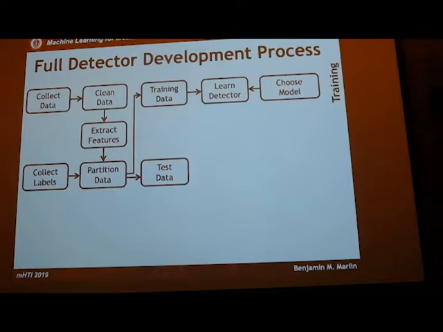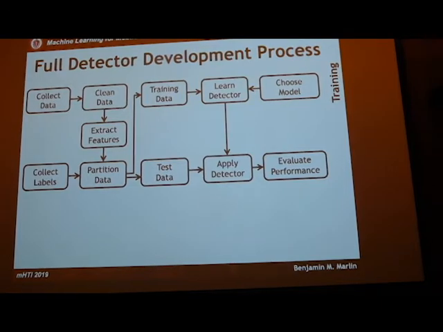Okay? So this top part is the training phase. The bottom part, we apply our detector, evaluate performance, and get some sense of how well it's working. If we want to go back and revise decisions, we can do that. We can look at a different model class if our model was too restrictive. We might want to look for other features. We can extract a different set of features. We can run back through this process some number of times.